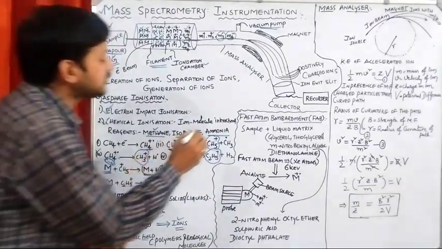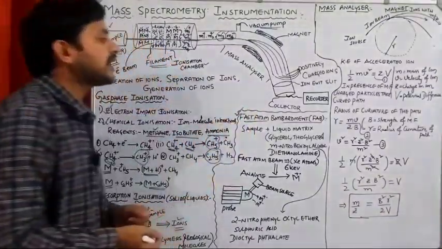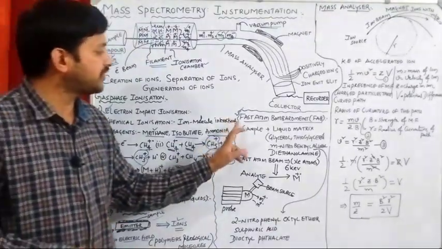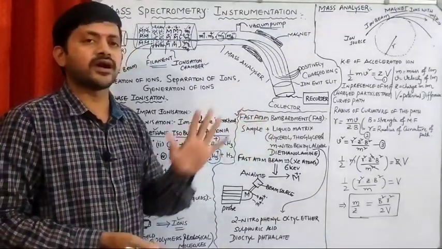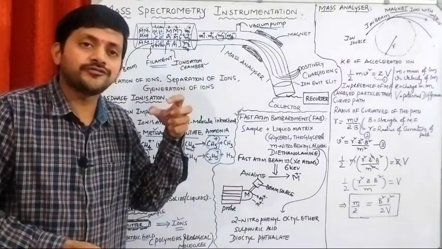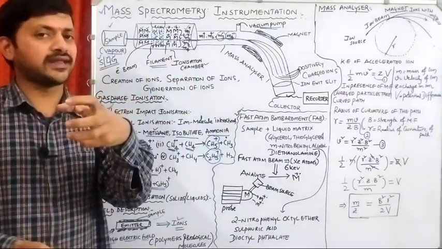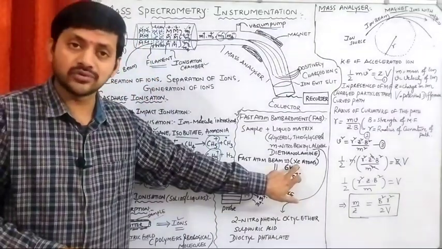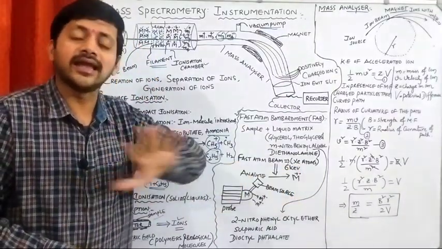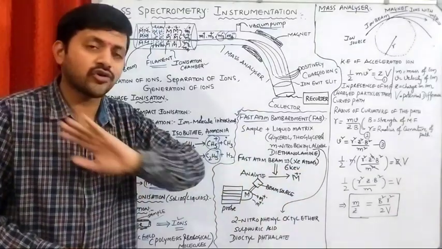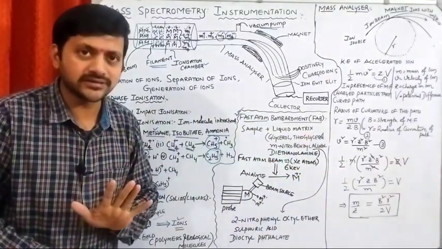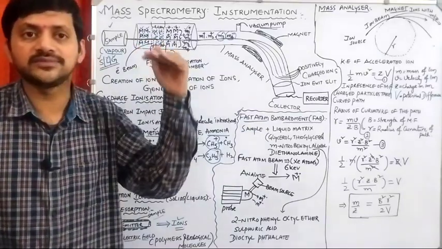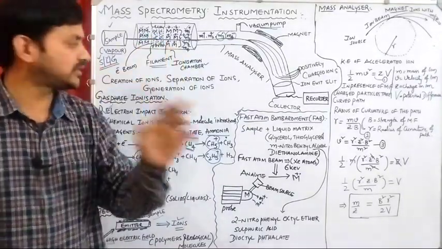Okay. What is the next type of technique? Fast atom bombardment technique. This is also very simple. The name itself indicates fast atom bombardment. A beam of atoms we are sending. Which atoms? Xenon atoms. Already we know that noble gas elements are highly unreactive in nature. They cannot react with the other elements. That's why we are sending a high energy beam of xenon atoms in a fast way.